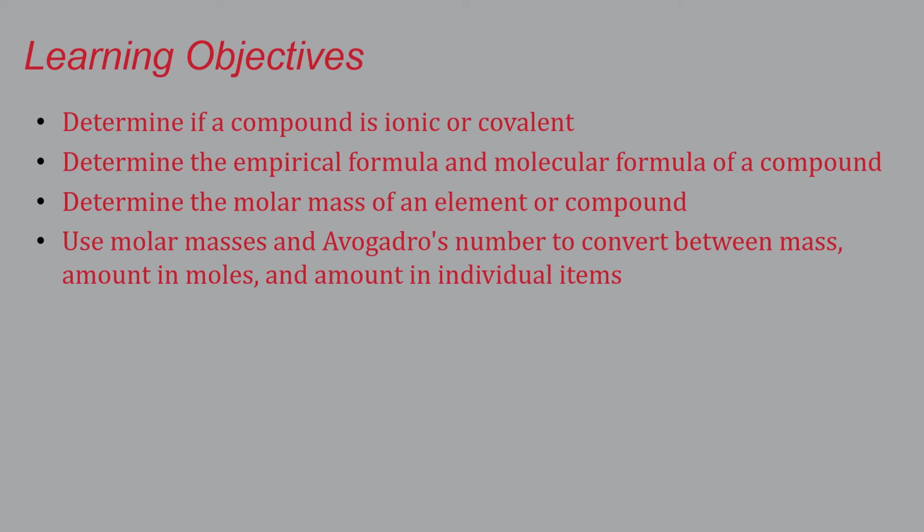from its formula, or the elements that it's made of, if a compound is ionic or covalent. You're going to be able to determine the empirical or the molecular formula of a compound. You're going to be able to determine the molar mass of an element or a compound, and you're going to use this thing that we're going to call molar masses, and this thing that we're going to call Avogadro's number, well, it's a number, to convert between mass and amount in moles and individual items.